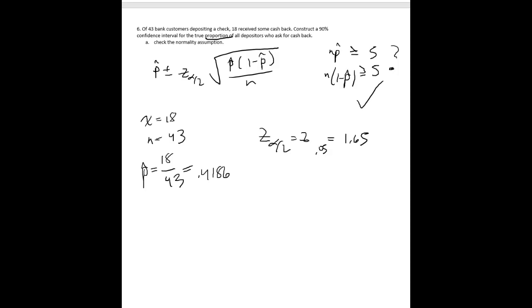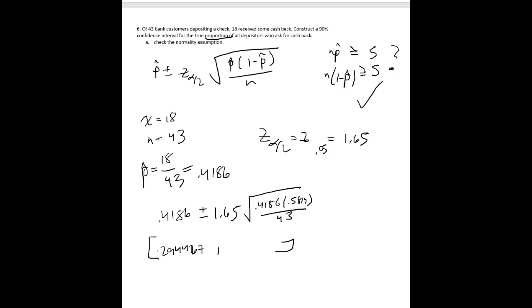So let's create our confidence interval: 0.4186 plus or minus 1.65 times the square root of 0.4186 times 1 minus that, which is 0.5814, divided by n, which is 43. Okay, we run these numbers and we get 0.294467, comma, 0.54273. You don't need that many decimals, but I gave them to you anyways.